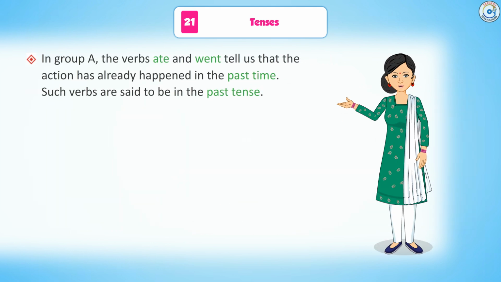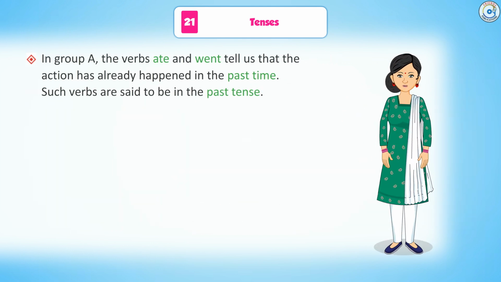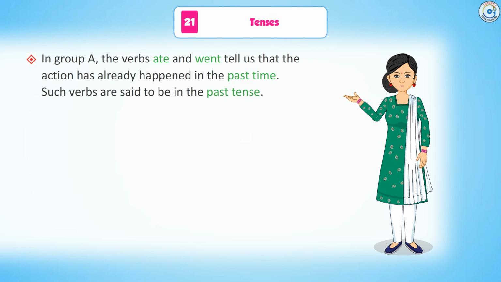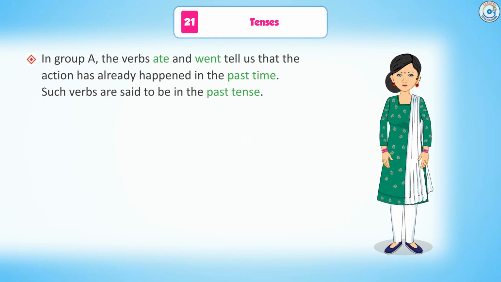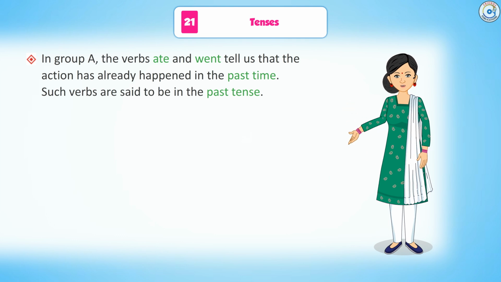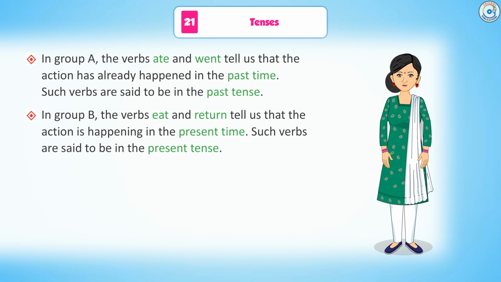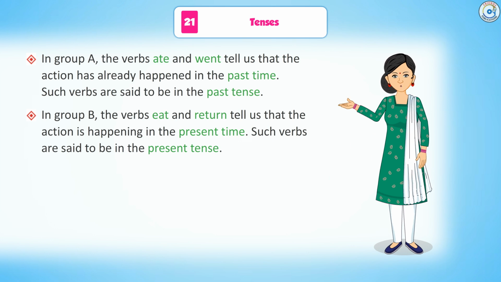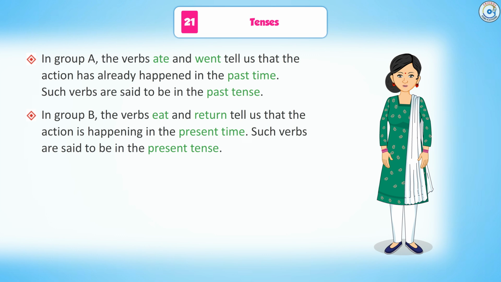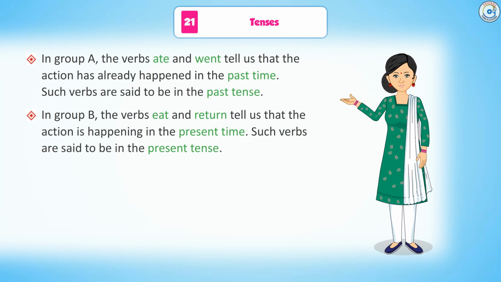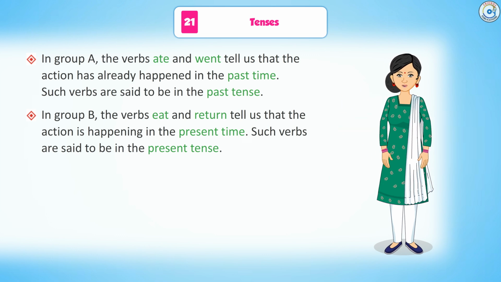In Group A, the verbs ate and went tell us that the action has already happened in the past time. Such verbs are said to be in the past tense. In Group B, the verbs eat and return tell us that the action is happening in the present time. Such verbs are said to be in the present tense.